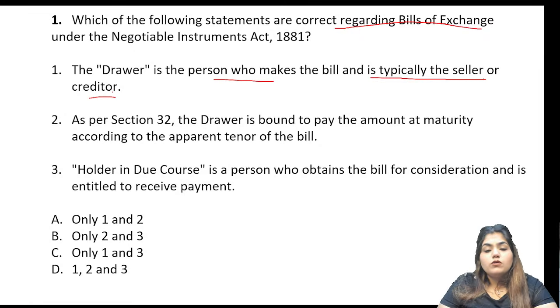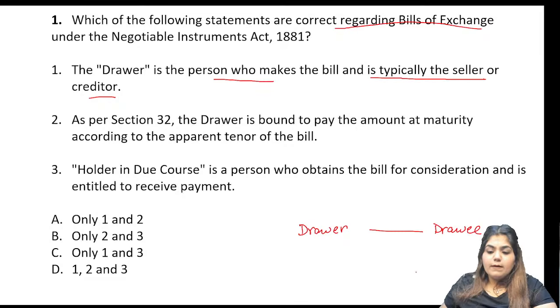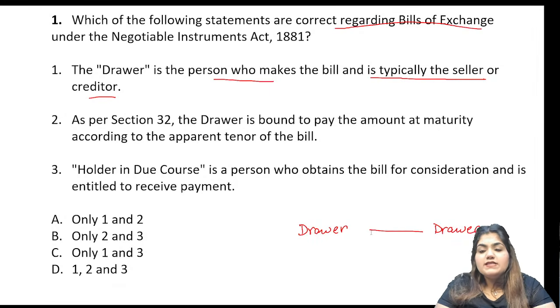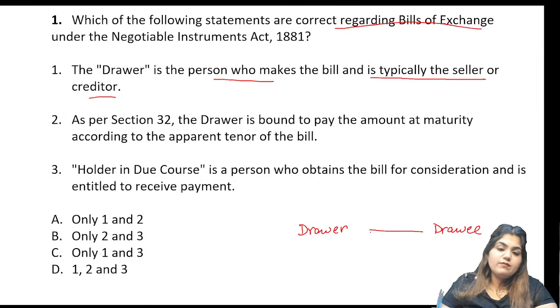Is the drawer not the person who makes the bill? See, drawer, drawee, payee. Drawer is a person who makes a bill. Yes, he is. And is typically the seller or the creditor. See, the drawer is a person who creates the bill, and he is typically a seller who instructs the drawee to make the payment. Statement number one is correct.